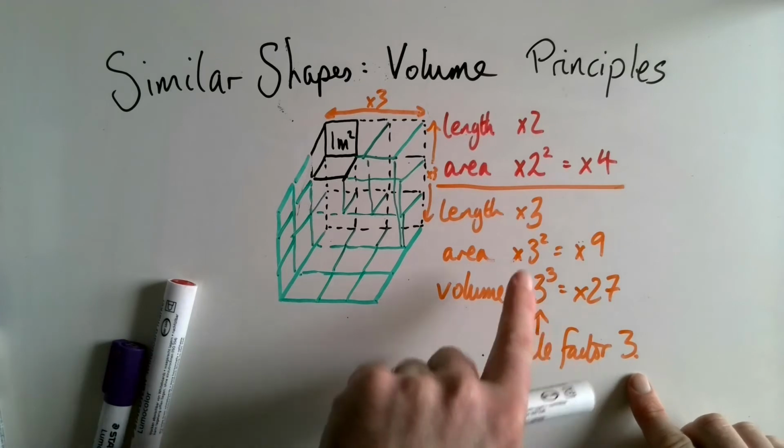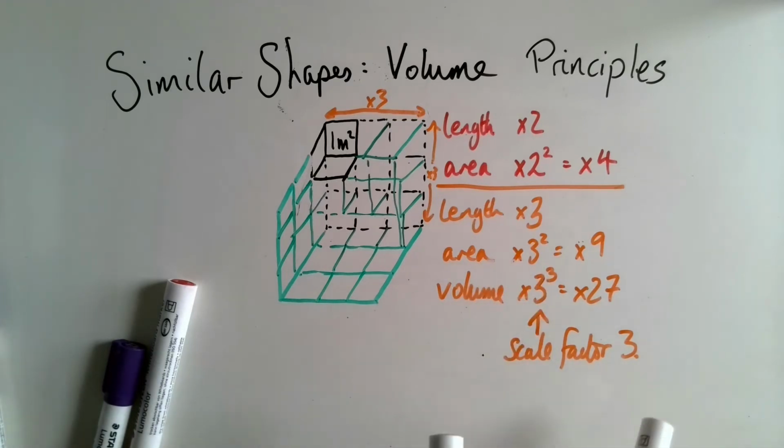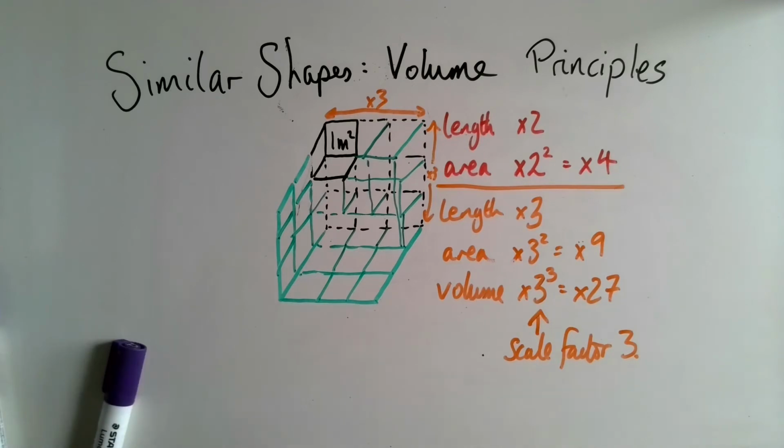The scale factor squared will tell you how many times bigger or smaller the surface area of a similar shape is, and the scale factor cubed will tell you how many times bigger or smaller the volume, the amount of 3D space you get out of a 3D object, is.